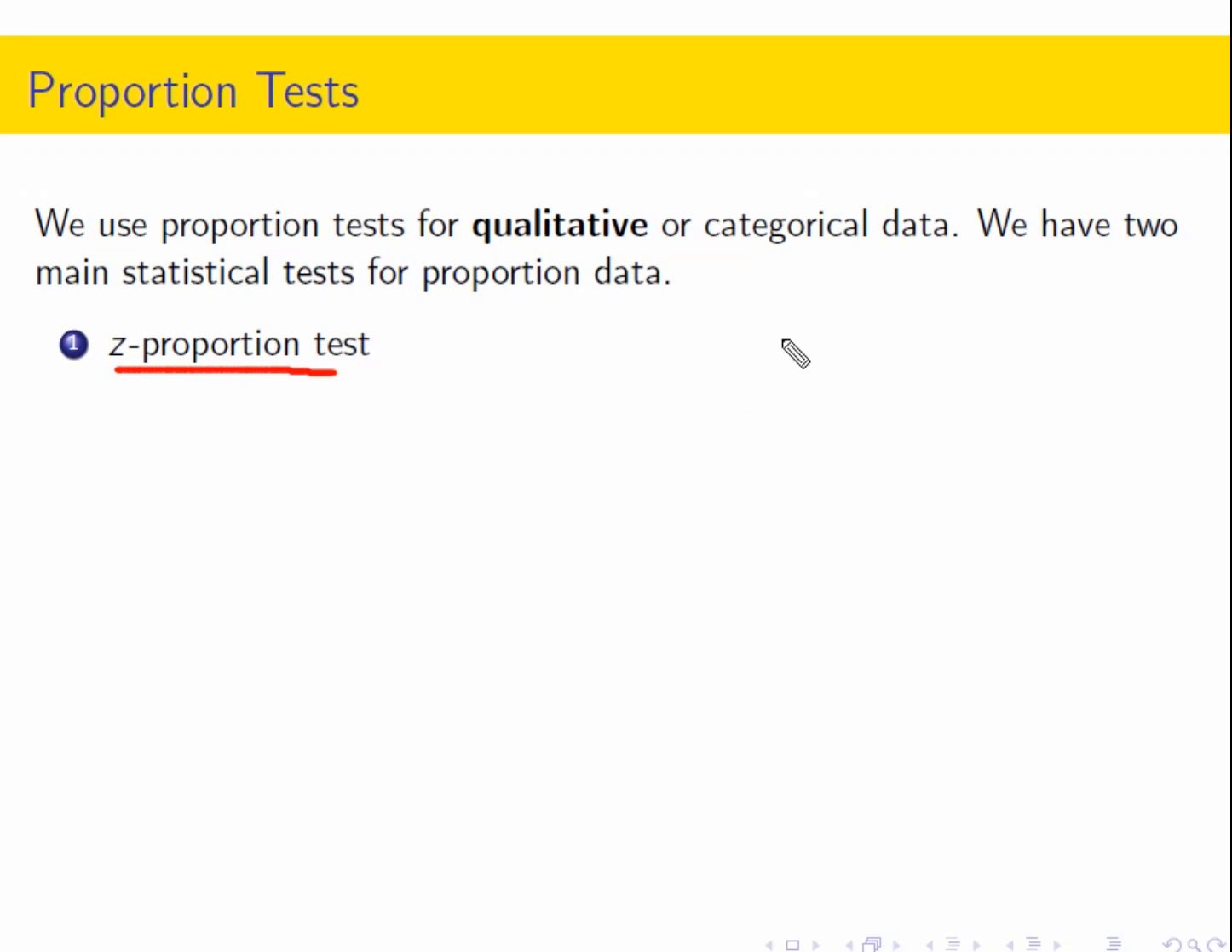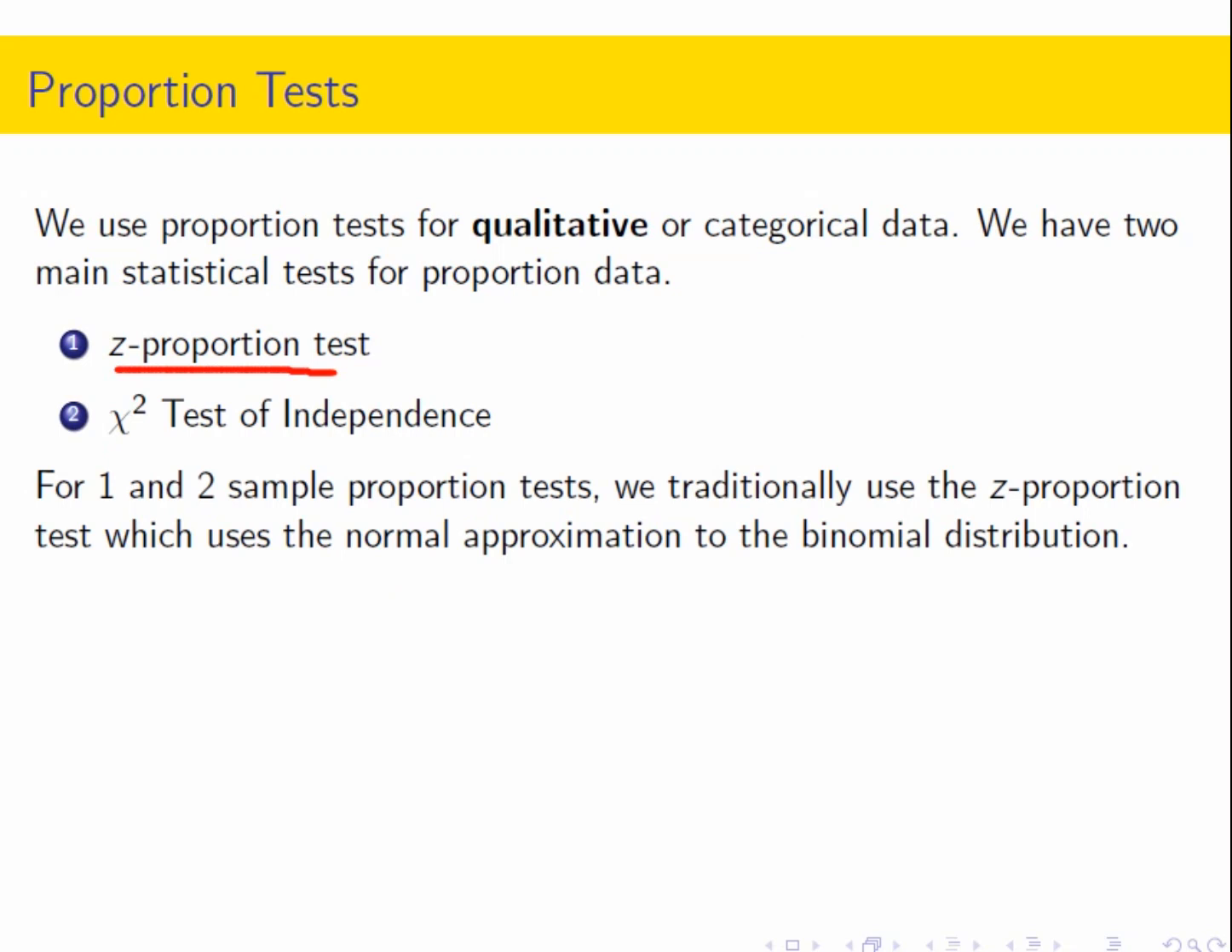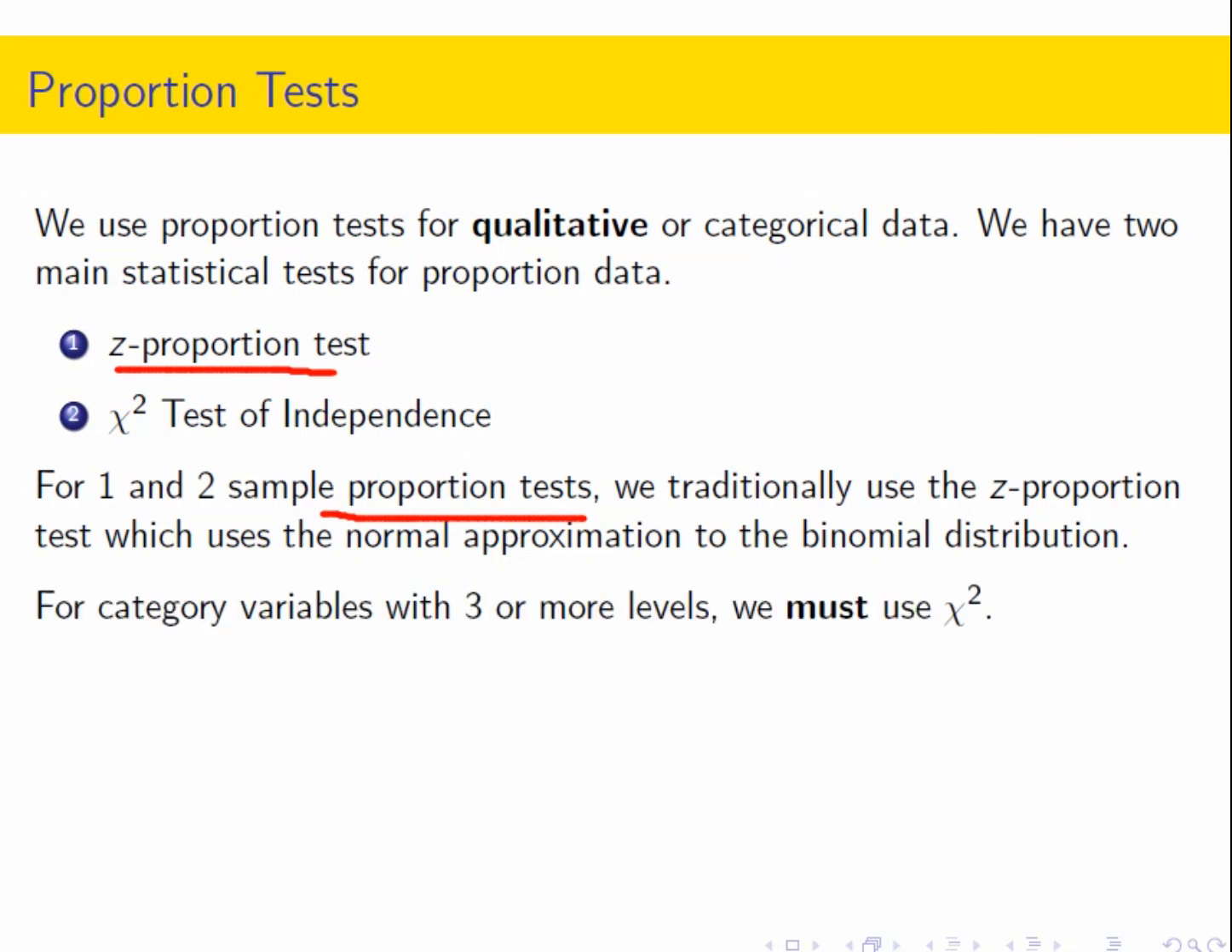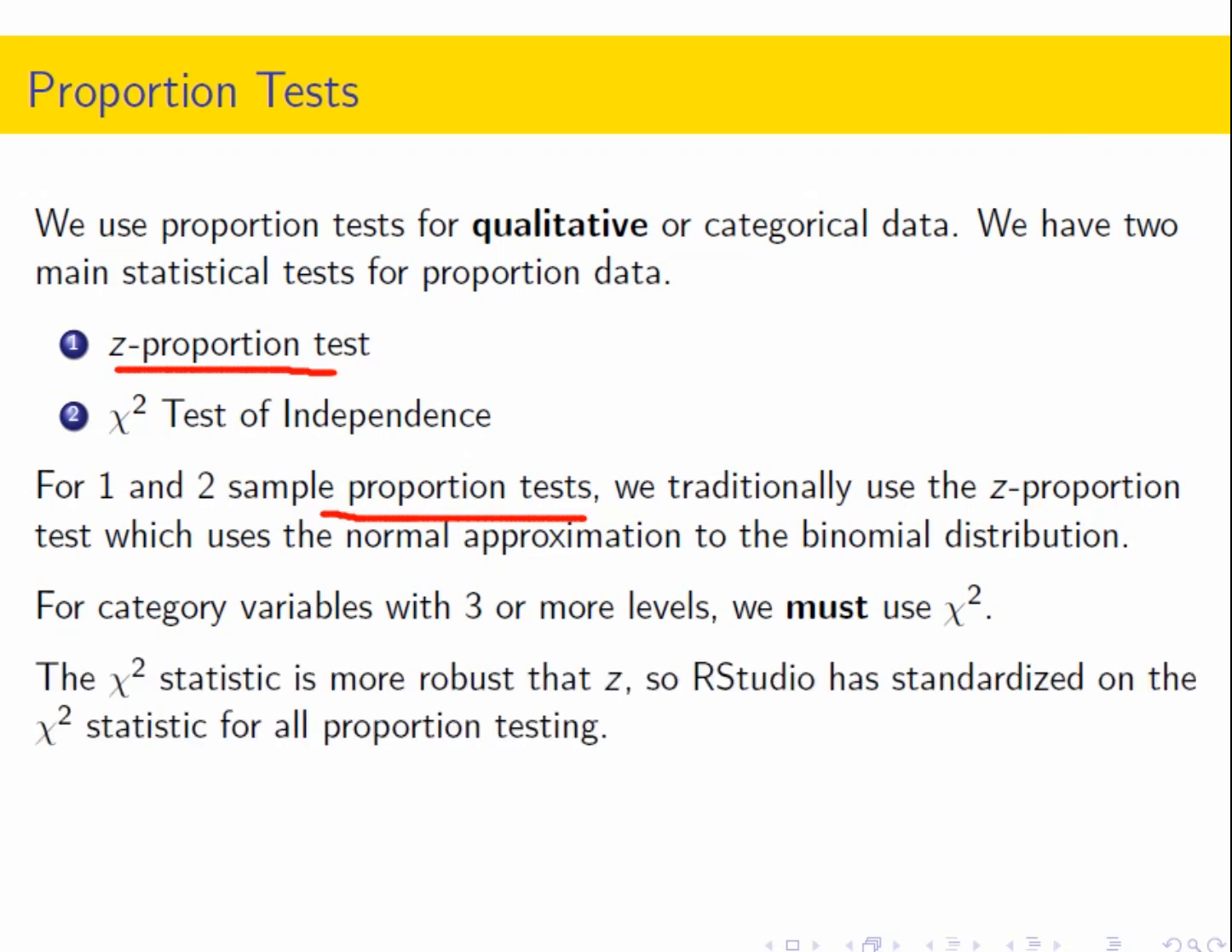Now, when we have one or two proportions where we're just counting successes and failures, we can use the Z-test. If we have category variables with more than two levels, then we are forced to use the chi-squared test of independence. Traditional statistics does use the one proportion z-test and the two proportion z-tests, and we have to use chi-squared. Everyone uses chi-squared. Modern and traditional all use chi-squared for category variables with three or more.